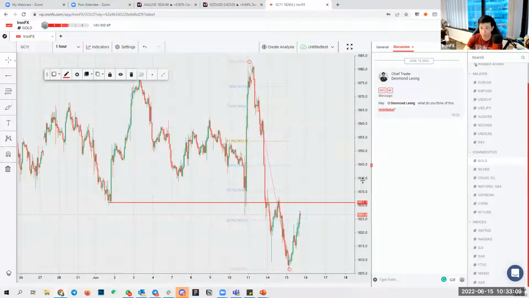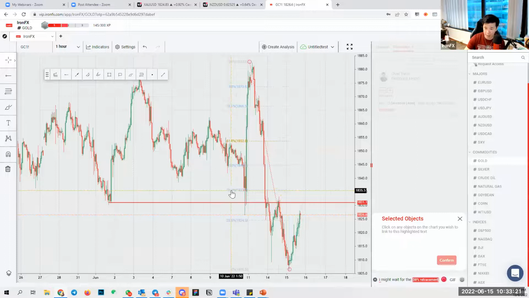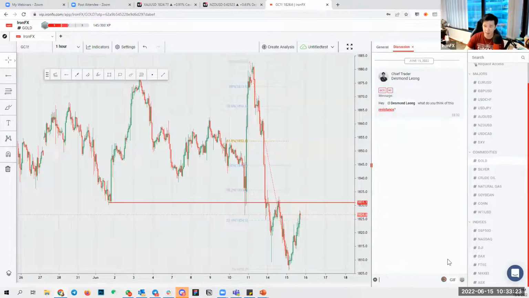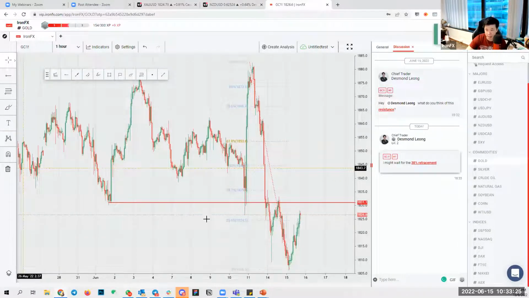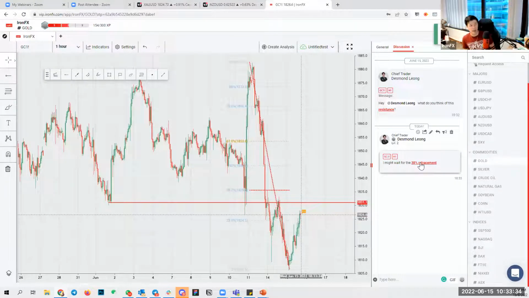I might wait for the 38% retracement. Same thing, I can highlight the 38% retracement and link it. I know it's a little bit hard to see, but I can link it there. And you're like, oh, what is Desmond referring to? You hover your mouse over it and see he's referring to this Fibonacci retracement. So this is a great place for you to practice your analysis.